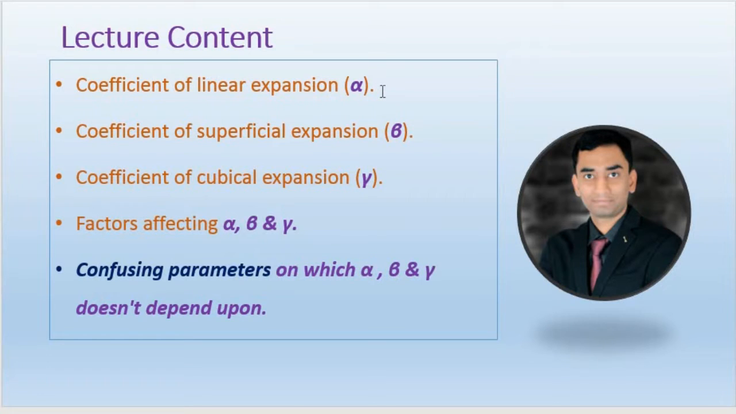So basically I would be talking about alpha, and then I would be generalizing the same things for gamma and beta, because it doesn't require a separate explanation. Once you understand what alpha is, the same concepts would apply for beta and gamma as well.